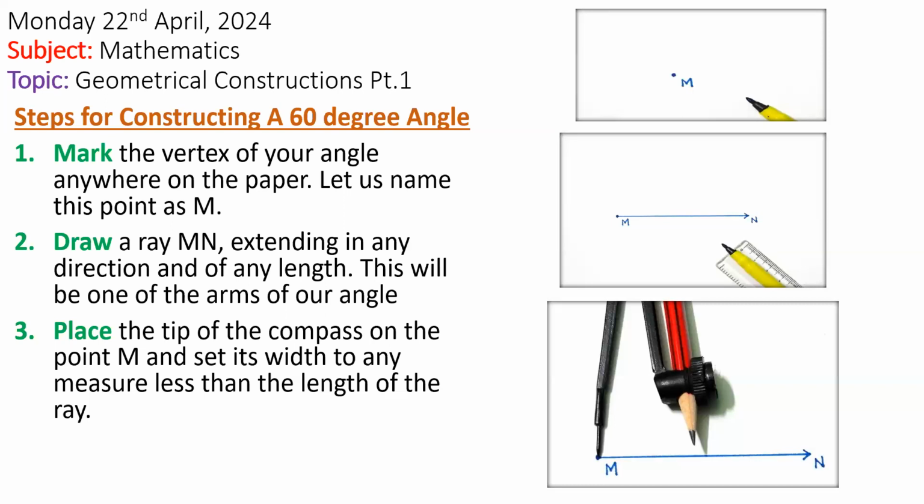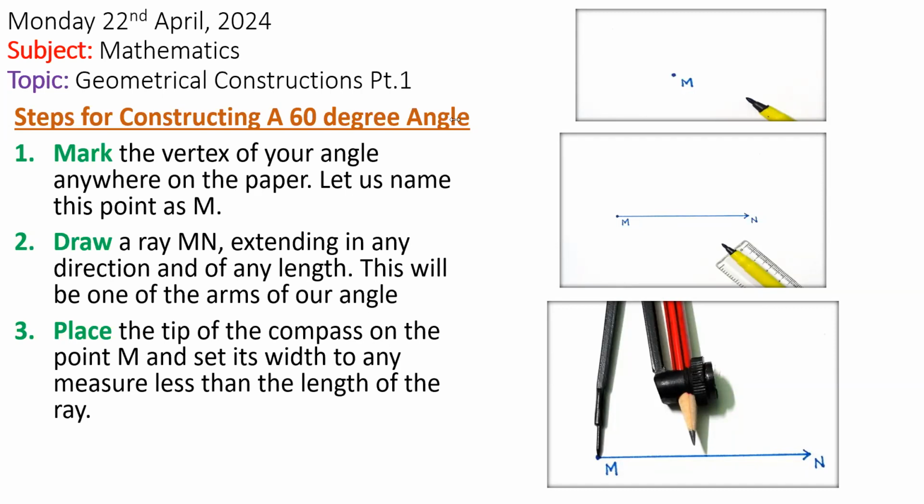All right. So, China, can you read the steps for me, please, for constructing a 60-degree angle? Yes, sir. Number one, mark the vertex of your angle anywhere on the paper. Let us name this point as M. Number two, draw a ray MN extending in any direction of N. This will be one of the arms of our angle. Number three, place the tip of the compass on the point M and set its width to any measure less than the length of the ray. Very good.